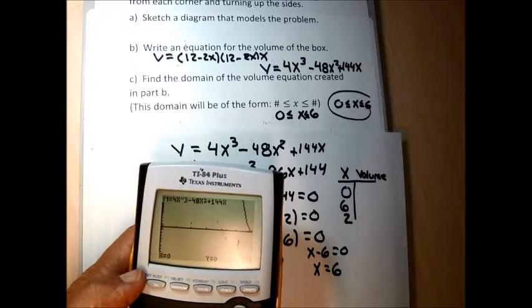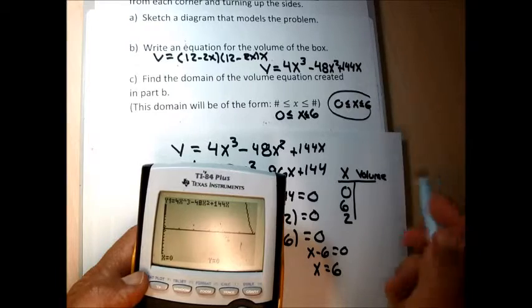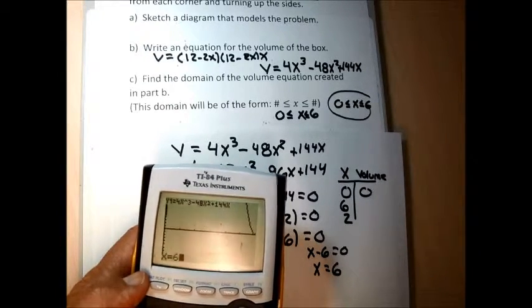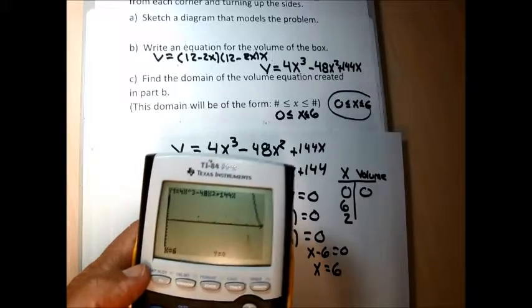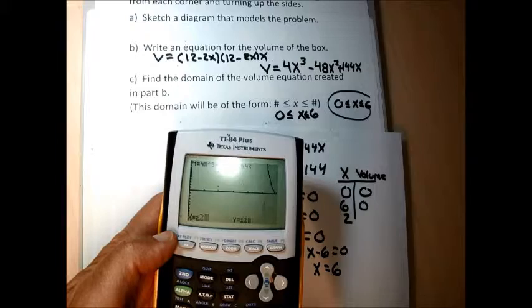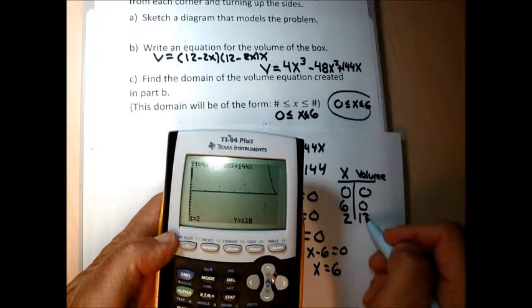If I don't make a cut, I can't even get a box. It's just a flat sheet of paper, so it has no volume. Similarly, if I type in 6 and hit equals, that's also not making a cut. You get no volume. Now when I type 2 and hit equals, I get 128.